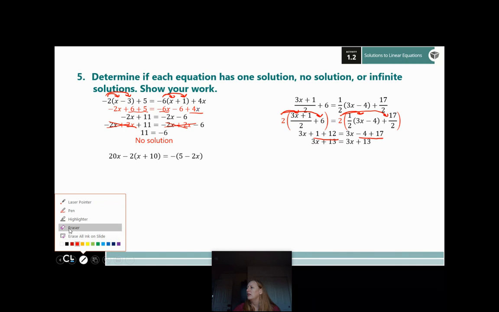Oh, sorry, my little underlining is in the way. Go away.